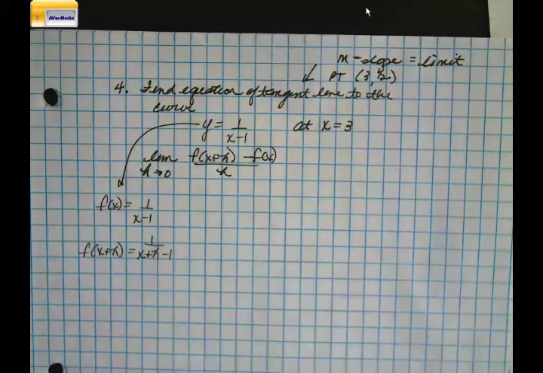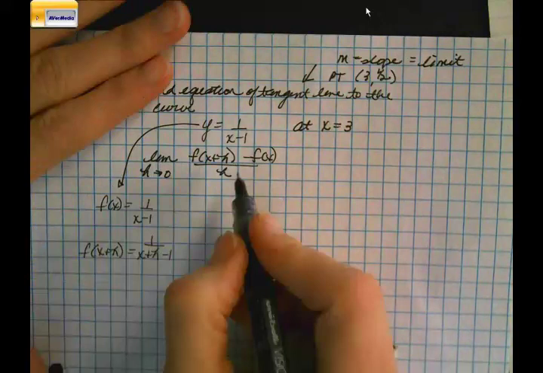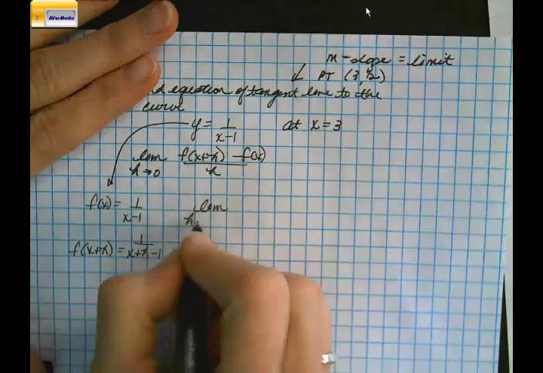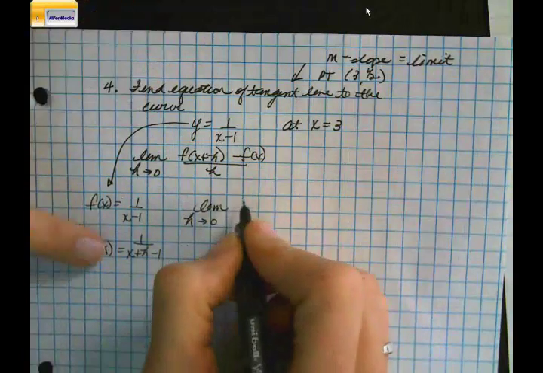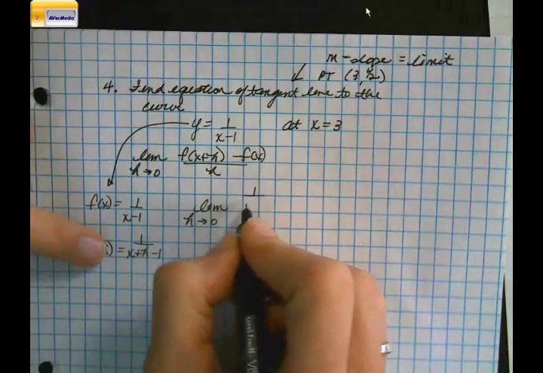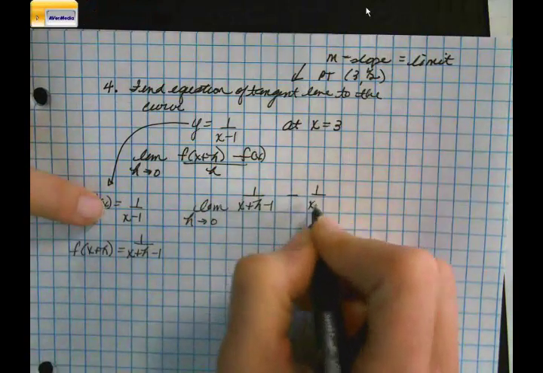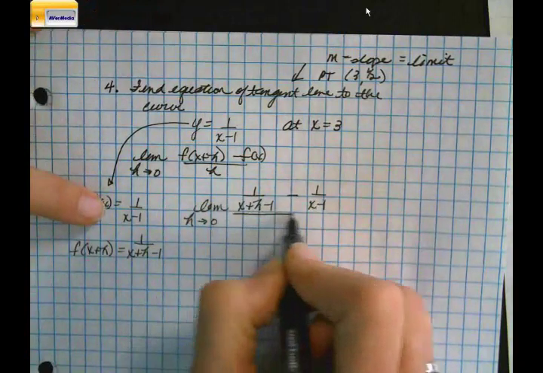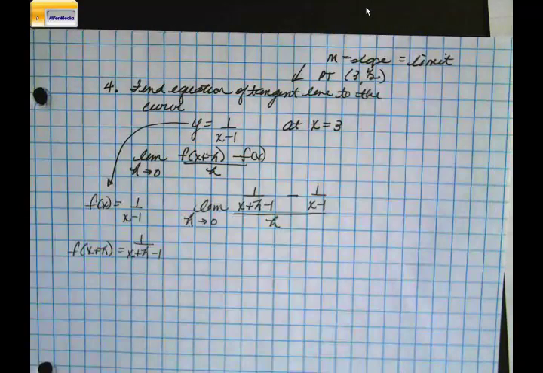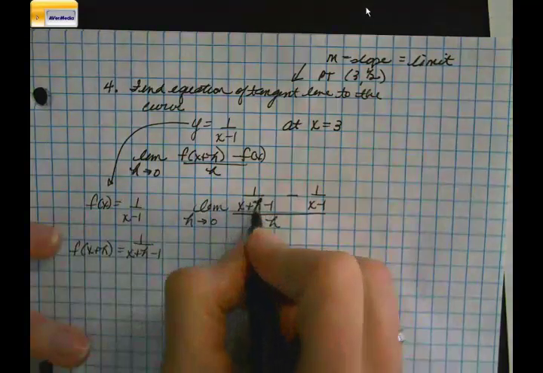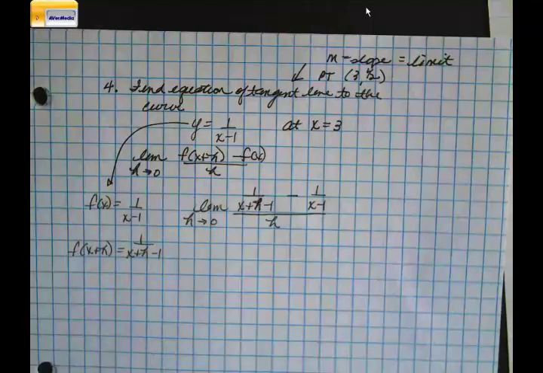So you can see already this is not going to be pretty. This is going to be a very ugly complex fraction. Not that it's difficult, it's just going to be very complex. So here we go. When I substitute this in, the limit becomes the limit as h is approaching 0 of f of x plus h, which we just wrote as 1 over x plus h minus 1, minus f of x, which is 1 over x minus 1, all divided by h. So you can see, oh, this is not fun.